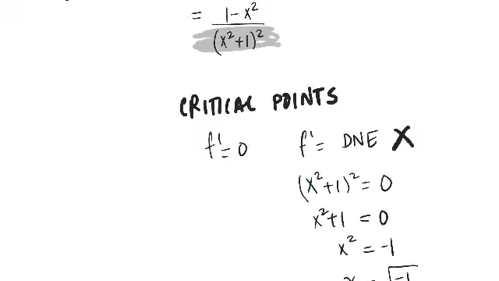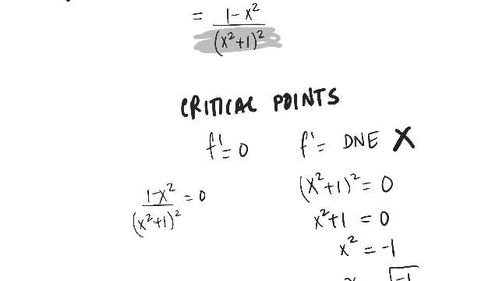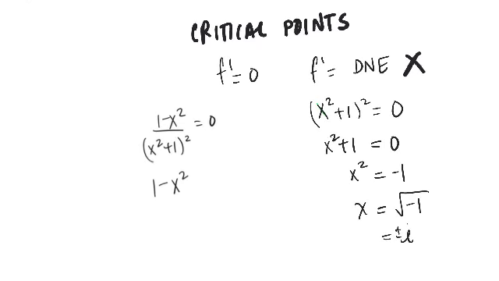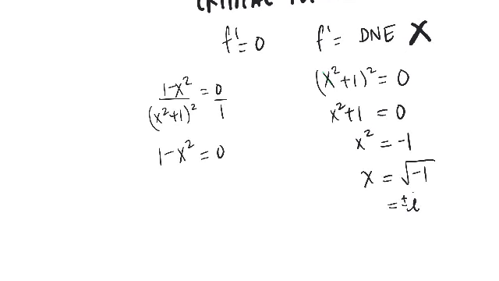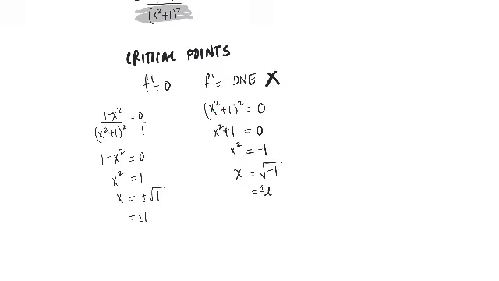For a rational function like this f prime, when we set the equation to 0, it's like setting just the numerator to 0. You can cross multiply to see that. And we get 1 minus x squared equals 0, so x squared equals 1. x is equal to plus or minus the square root of 1, which is plus or minus 1. Okay, so I now have my f prime equals 0 and f prime equals DNE. I have my critical points.